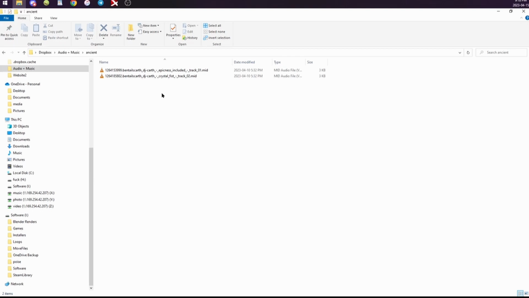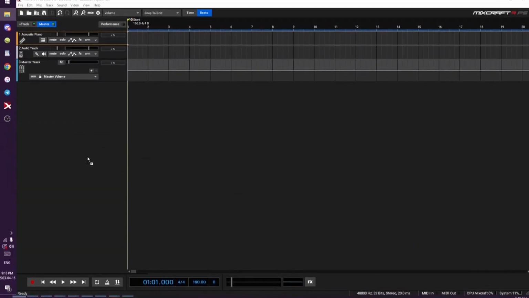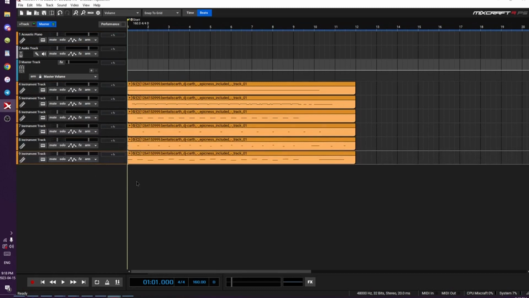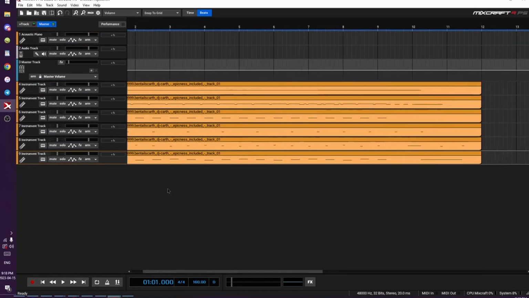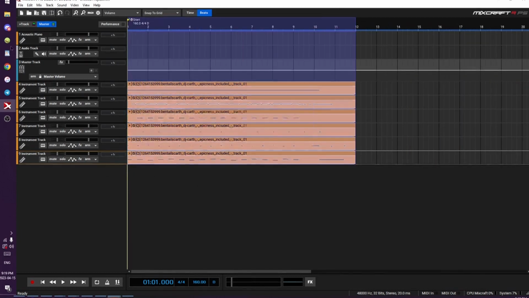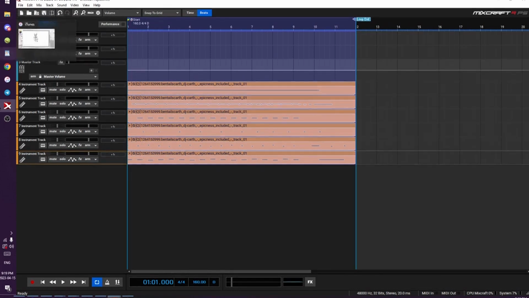Let's actually import some of these. So I'm using Mixcraft 9 Pro Studio, and the first one is called Epicness Included. So I'm expecting it to be epic, but it's probably not. Here we go. First time this file's being opened in 13 to 14 years. Oh my gosh, it actually separated all the instruments. That is something I did not expect to happen, but I'm so glad that it did, because it means that I can actually go through each instrument and pick a sound that I think would suit it best.